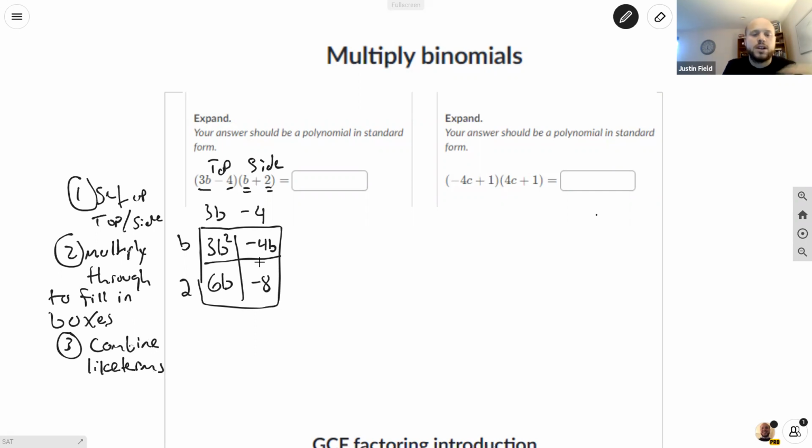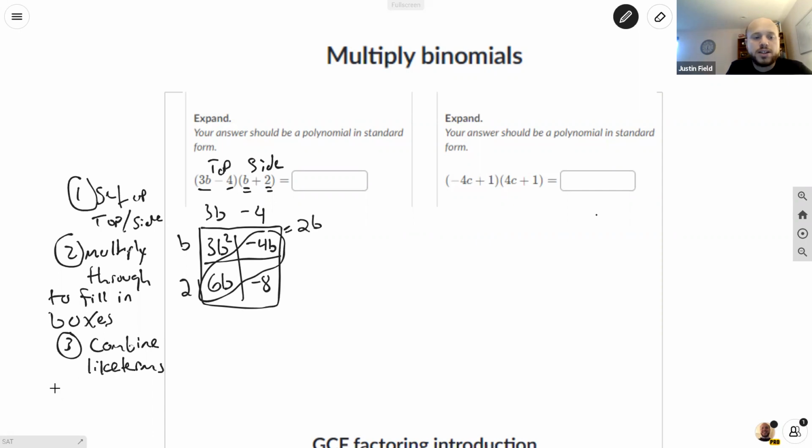All right, so usually the like terms for binomials end up being on the diagonal, but the like terms are the ones with the same variable and the same exponent on that variable. So 6b and -4b, those are like terms. And so 6 minus 4 is 2. So they combine to be 2b.